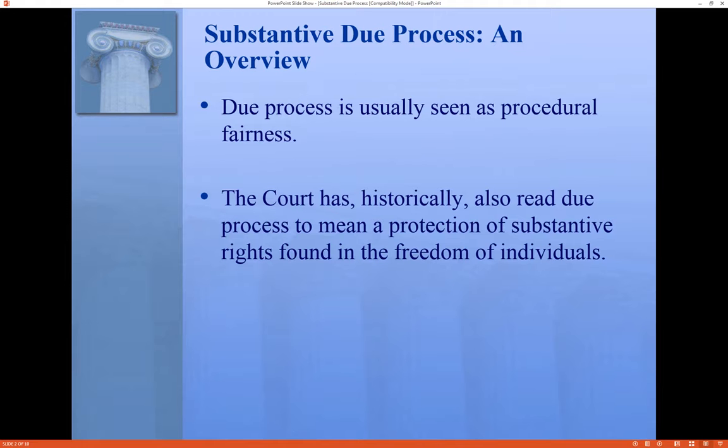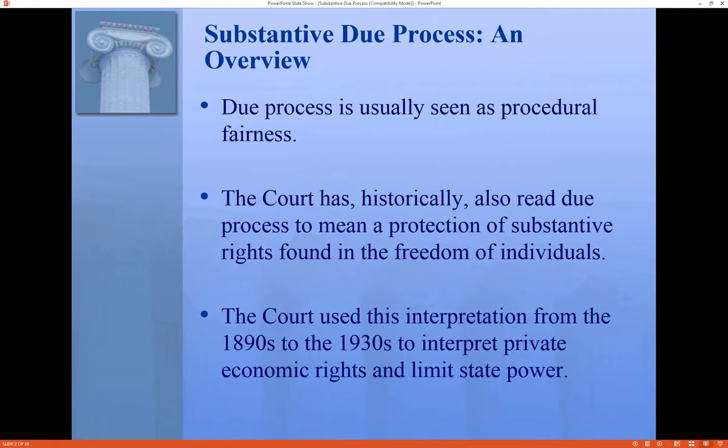Later, we began to read due process to mean the protection of substantive rights found in the freedom of individuals. So not only does government have to use proper processes, but they have to respect certain aspects of your life and leave those relatively unregulated unless it can find a public health, safety, welfare, or morals justification. There it is, folks. There's government neutrality and police powers. Very closely related to due process. So the court used this substantive interpretation of due process, from about the 1890s to the 1930s to interpret private economic rights found in the 14th Amendment, and then to limit state power.